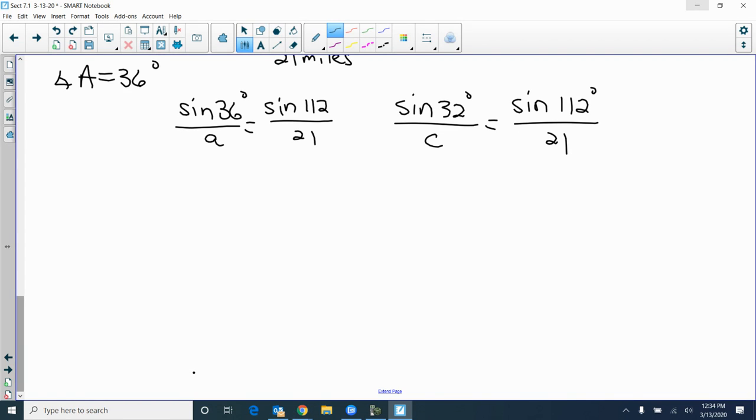Now 32 and 36 are pretty close together, but the sine across from 36 should be a little bit larger, or it has to be a little bit larger when you get through.